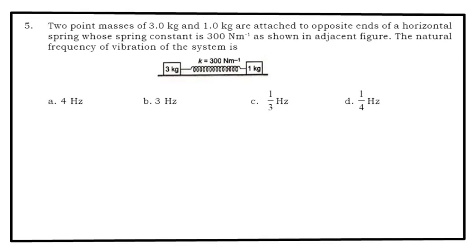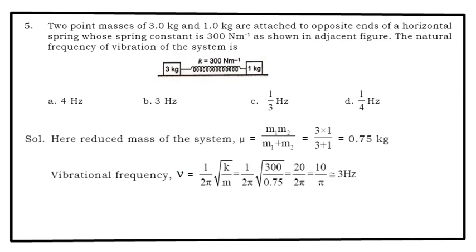Problem number 5. Two point masses of 3 kg and 1 kg are attached to opposite ends of a horizontal spring whose spring constant is 300 Newton per meter as shown in the adjacent figure. The natural frequency of vibration of the system is. Options are right in front of you. Here we'll use the concept of reduced mass, which I have explained earlier, where mu is equal to m1 m2 upon m1 plus m2. So mu is equal to 0.75 kg. The frequency of vibration is equal to 1 upon 2 pi square root of k by mu. Put all the values and you get that frequency as 10 by pi. Put pi as 3.14, so the value of the frequency would be close to 3 Hz.